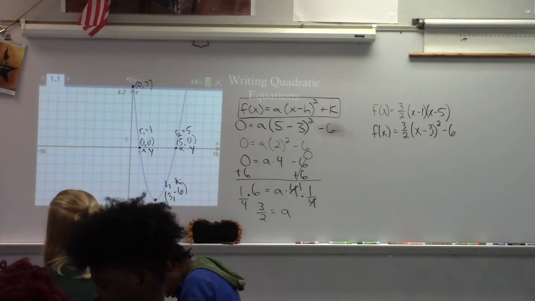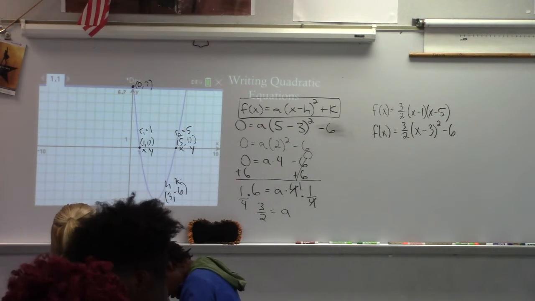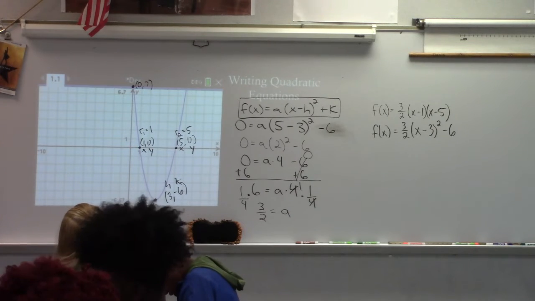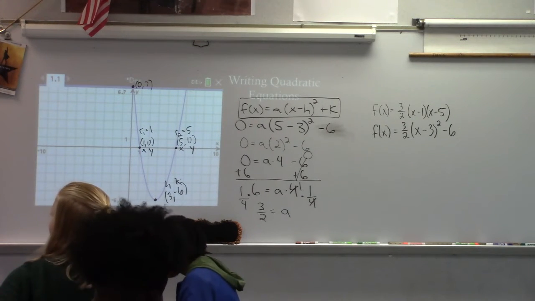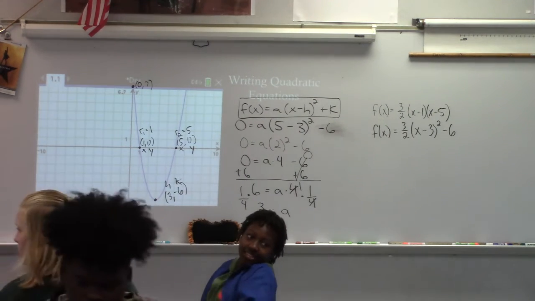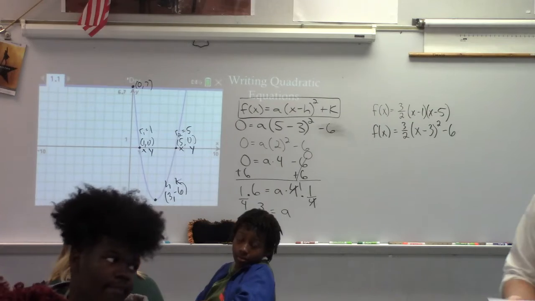Okay. So what I'm passing out right now is the non-calculator portion. I want to see that you know the features. I have made sure that all the numbers on this non-calculator portion work out nicely.